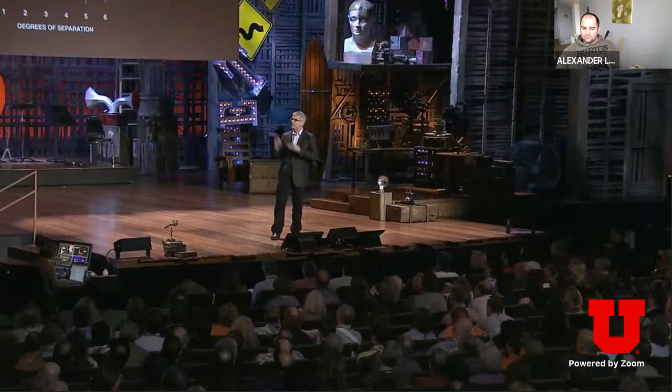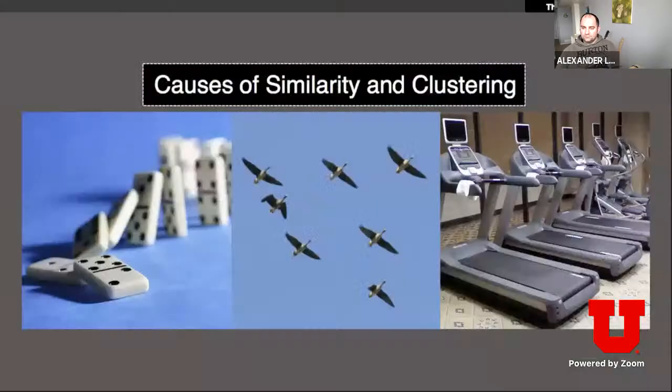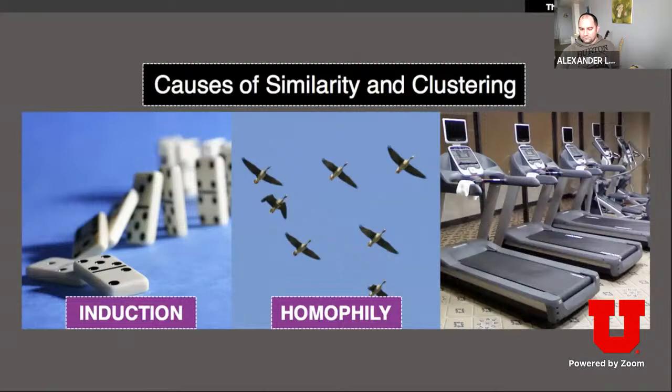Well, what might be causing this clustering? There are at least three possibilities. One possibility is that as I gain weight, it causes you to gain weight, a kind of induction, a kind of spread from person to person. Another possibility, very obvious, is homophily, or birds of a feather flock together. Here, I form my tie to you because you and I share a similar body size.